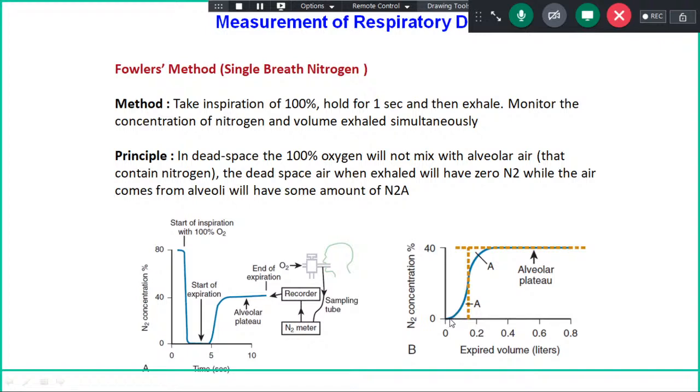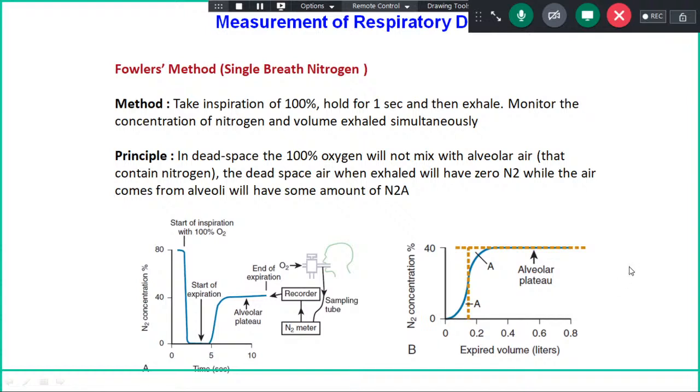Then as more and more alveolar air starts coming and mixing, the nitrogen starts increasing, and then finally it reaches an alveolar plateau. So initially it is only conducting air, then there is a mixture of some from the conducting airways and some from the alveoli, then finally more of the alveolar and less of the conducting, and finally a plateau where it is exactly coming from the alveoli.